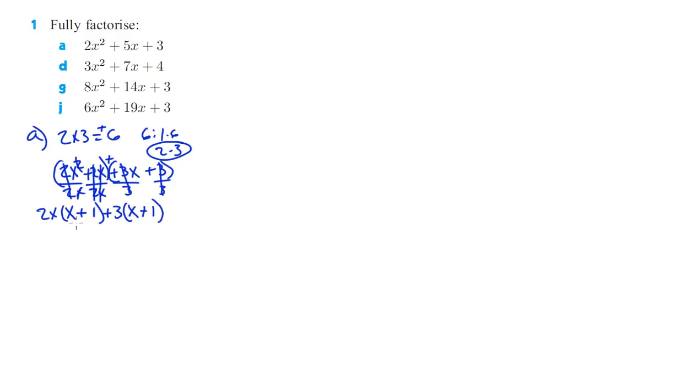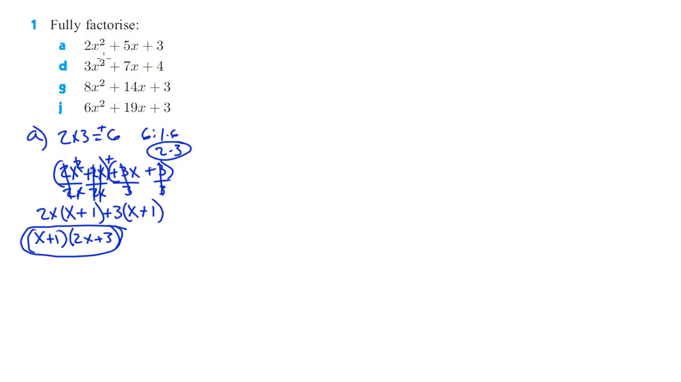Now hopefully these two terms should match up. And they do. So we have this term here and this second term here. I'm going to factor an x plus 1 out of both of those. So x plus 1 comes out of both of those, and I'm left with 2x plus 3. That's the factored form of this here.